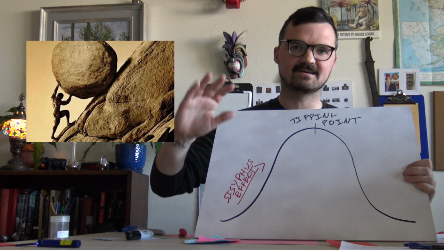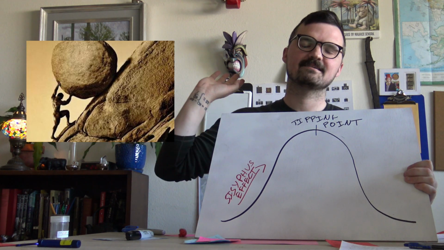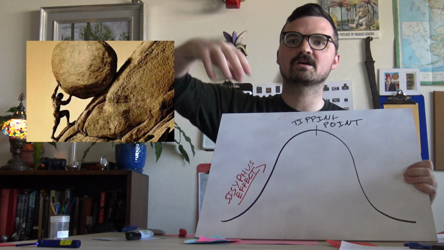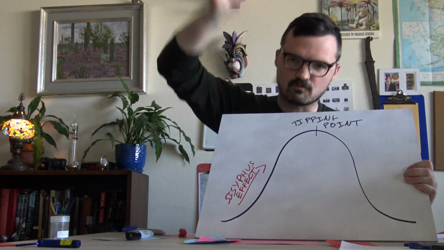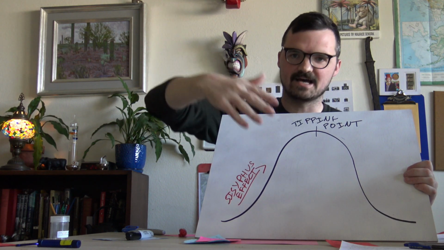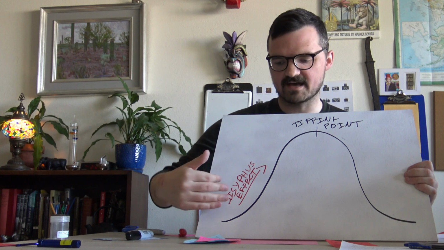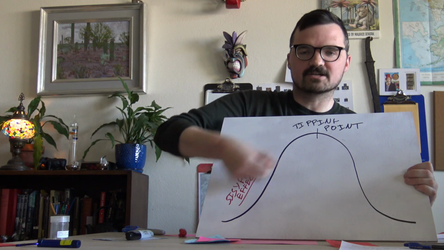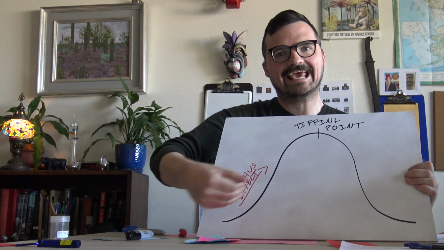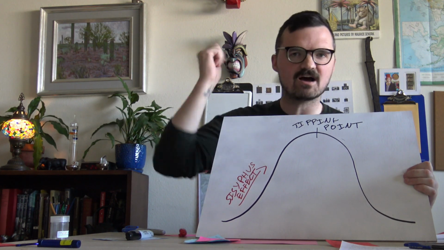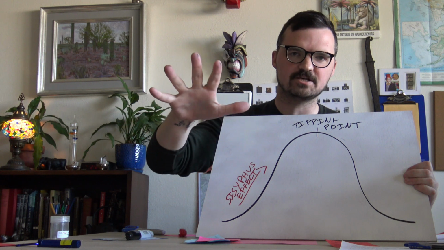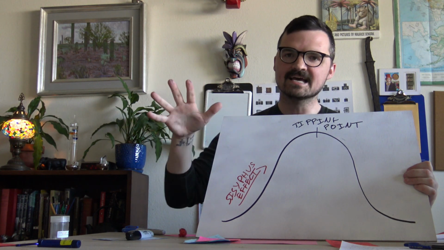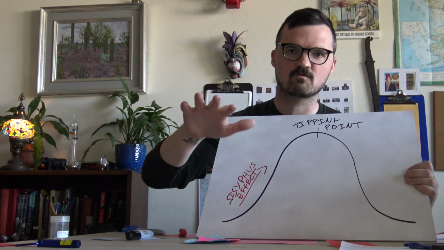Sisyphus is the Greek hero, right, who was damned to spend all eternity rolling a rock up the hill just for the rock to roll back down at the top. He has to do that all the time, right? So the Sisyphus effect is that energy you're pushing to try to get to the top of the hill, right? In a political campaign, it's the knocking on the doors. It's all that energy you have to put into the beginning to get your campaign moving and rolling along.